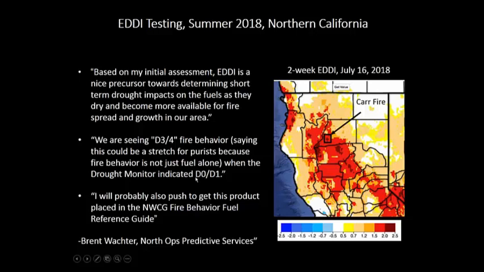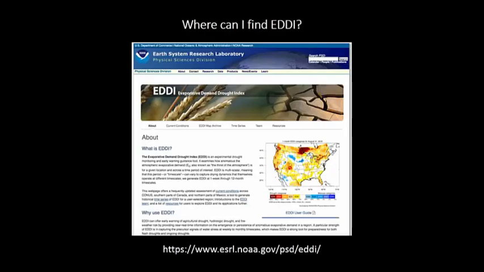Basically, the drought monitor was showing much lower drought conditions, and he was seeing this kind of explosive growth in the fires where EDDI was really high. He actually said that he's probably going to recommend this for the NWCG Fire Behavior Fuel Reference Guide, which tells me that he finds it useful already after looking at it for one summer, which was promising. But we really need to look at this over a much larger area with more testers and get more eyes from other folks in other regions, seeing if they're seeing similar results.